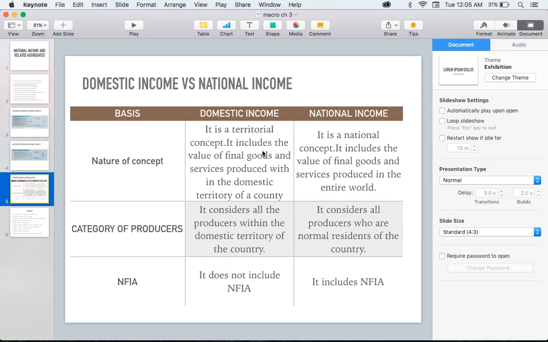And the third one, net factor income from abroad. For the domestic income, we are not including the net factor income from abroad. Net factor income from abroad is excluded from the domestic income. At the same time, for the national income, the net factor income from abroad is added. So that is the difference between the domestic income and national income.